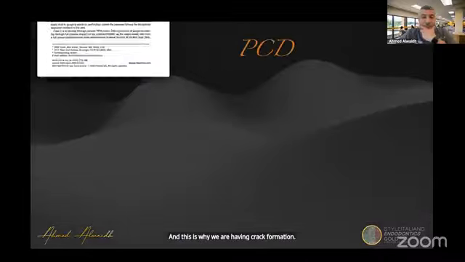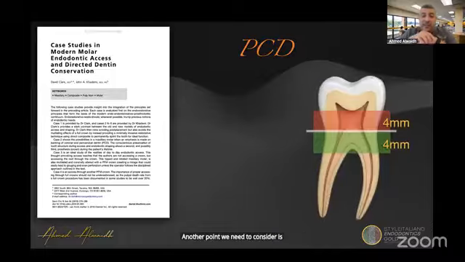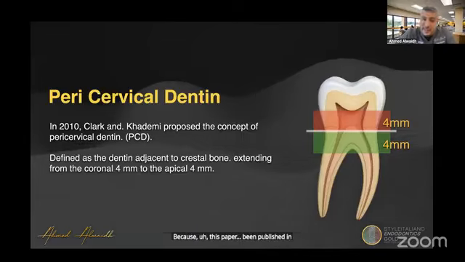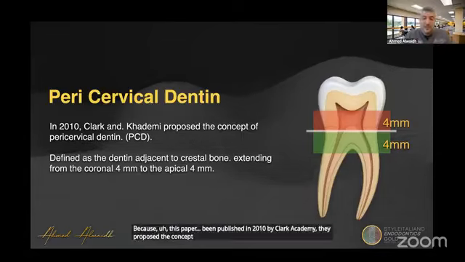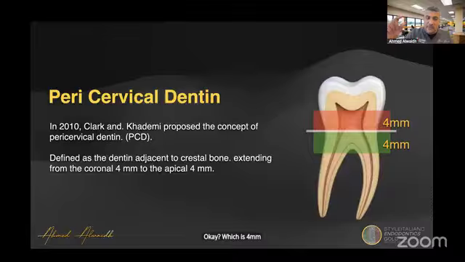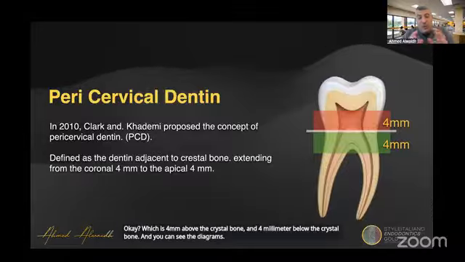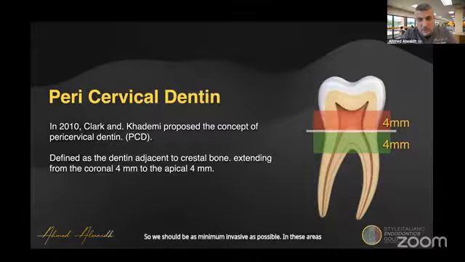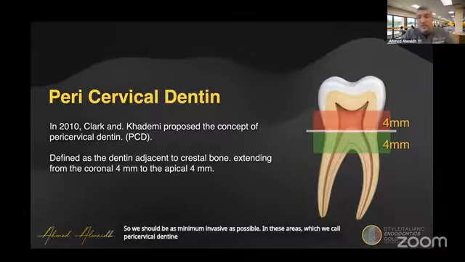Okay. Another point we need to consider is pericervical dentine. This is a very important topic because this paper was published in 2010 by Clark and Khademi. They proposed the concept of pericervical dentine. They defined it as the dentine adjacent to the crestal bone, which is 4 millimeters above the crestal bone and 4 millimeters below the crestal bone. And you can see the diagrams. So we should be as minimally invasive as possible in this area, which we call pericervical dentine. Why? Because by preserving this area, we will have more fracture resistance.